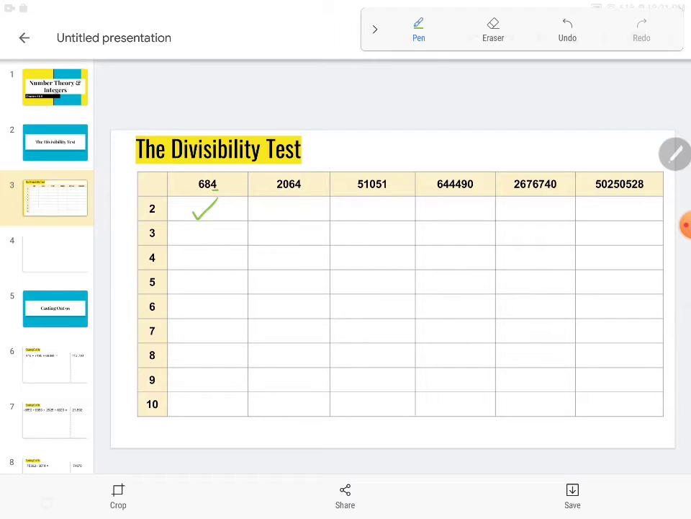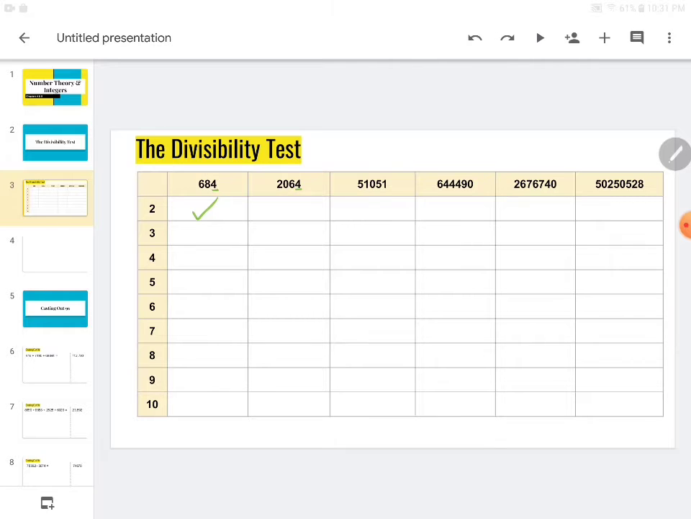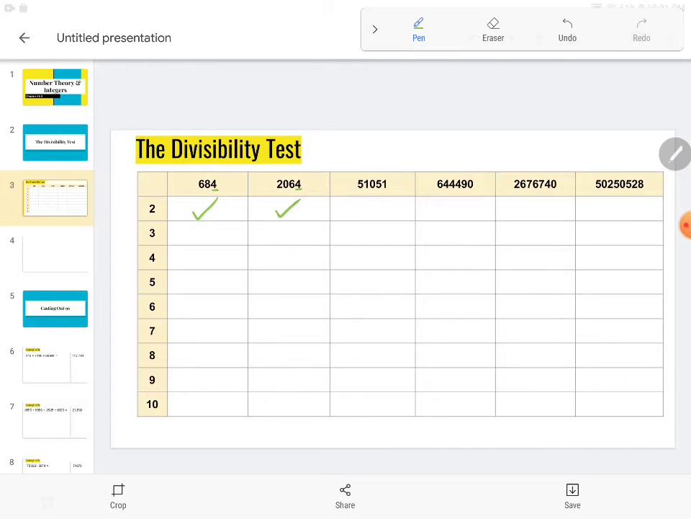Next, we're going to look at 2064. It ends in a 4. That is another even number. So it will be divisible by 2. And you can double check this one too. 2064 divided by 2 is going to be 1032. So it is divisible by 2. And this is probably one of the easiest ones to figure out if a number is divisible by 2.